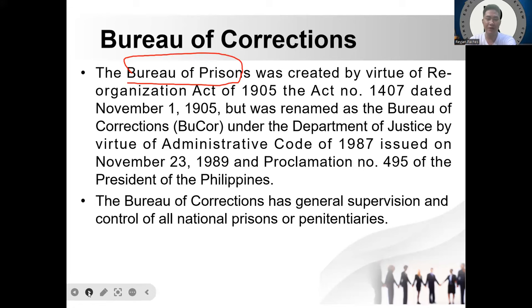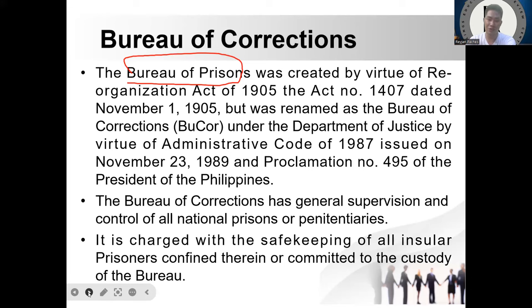Okay, so ang Bureau of Corrections, class, of course, they have the general supervision and control of our national prisoners or penitentiaries. That's why kanina, di ba, na-explain ko na ang jurisdiction and control ng Bureau of Correction is doon sa mga major crimes or major offenses na na-commit. Then basically, yung mga 3 years up or national prisoners or offenders. Of course, they are in charge with the safekeeping of our insular prisoners confined therein or committed to the custody of the Bureau of Correction. So basically, ang trabaho talaga ng Bureau of Correction, they are in charge with the supervision and control of our national prisoners or yung mga insular prisoners natin.